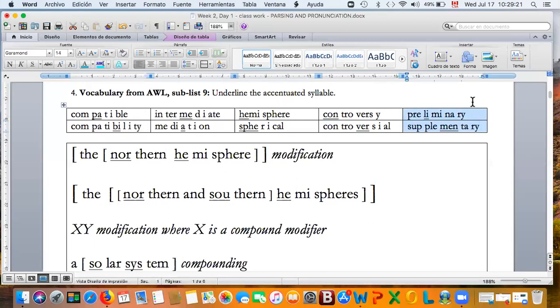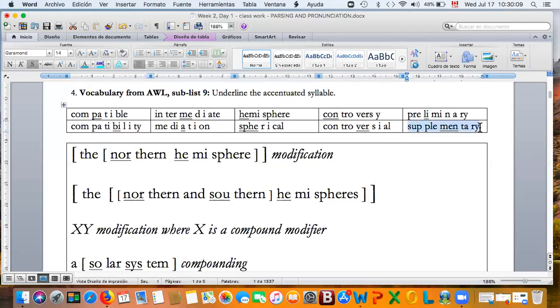We have another interesting and more common exceptional situation with the following pair. Notice that this suffix here follows a rule, or it enforces a rule, depending on how you look at it, which says that the accent must fall not on the first before, but on the second syllable before the suffix. So if you count the suffix as zero, this would be one, and this would be two. And that gives us preliminary.